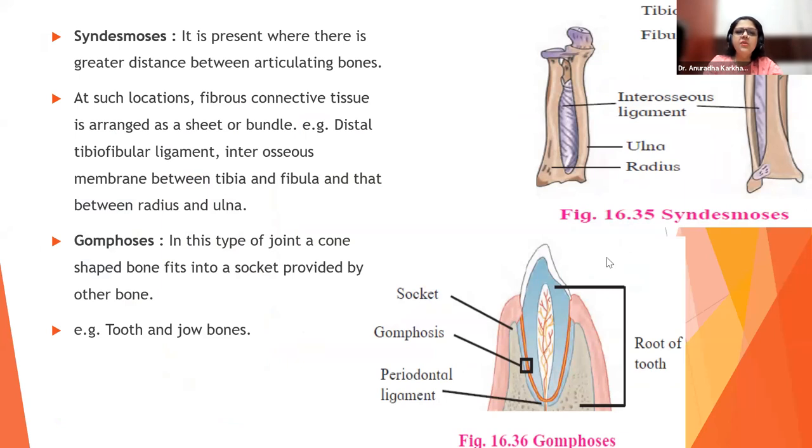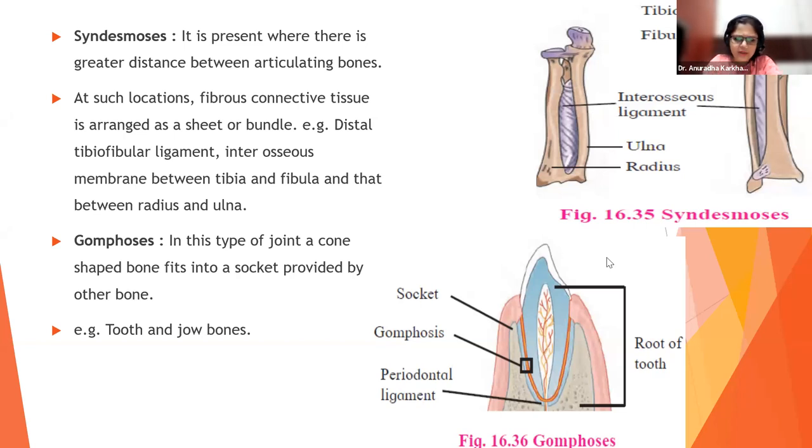Syndesmosis. It is present where there is greater distance between articulating bones. So when there is a lot of gap present between the two bones which are articulating, that type of joint will be called as syndesmosis. At such locations, fibrous connective tissue is arranged in a sheet or a bundle. Example, distal tibiofibular ligament, interosseous membrane between tibia and fibula, and that between radius and ulna.